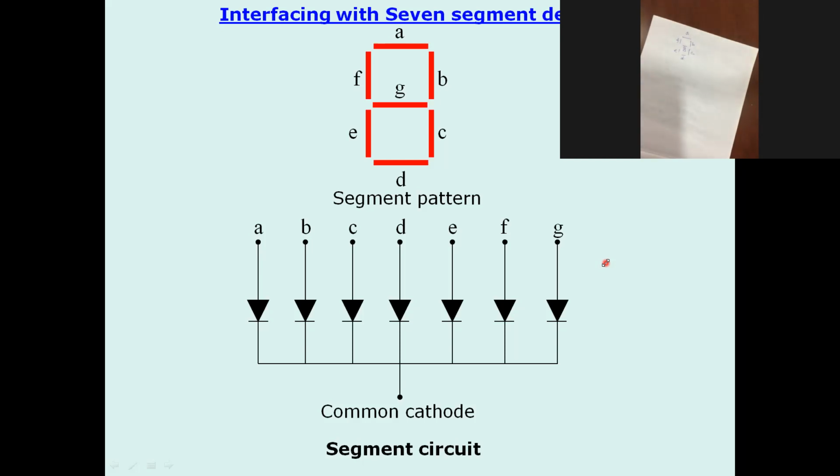There are how many LEDs? All are LEDs, nothing else. A, B, C, D, E, F, G. How many is there? 7. That's why it's called 7 segment. There is another one called dot, which is also there.